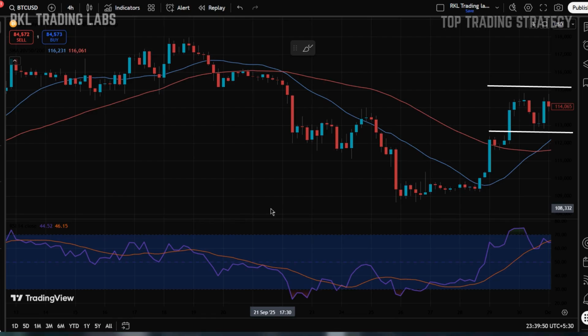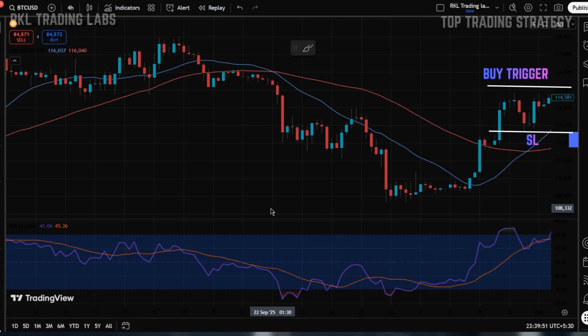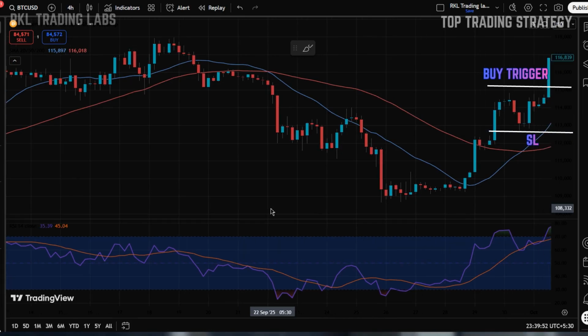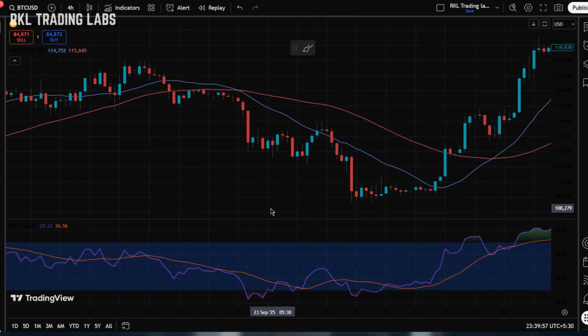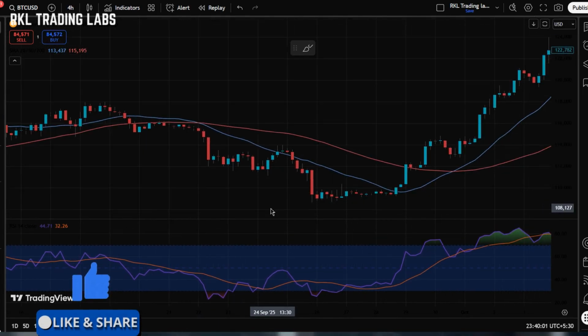Here is the core of the setup. Place a buy stop order 1 to 2 ticks above the pullback high. Stop loss goes just below the pullback low. Now watch what happens. Boom! Price breaks the trigger level and accelerates.